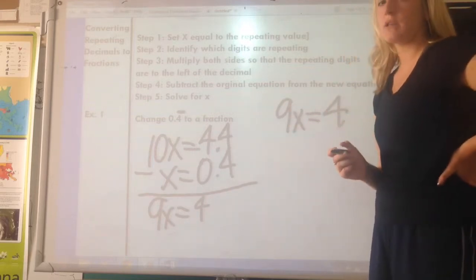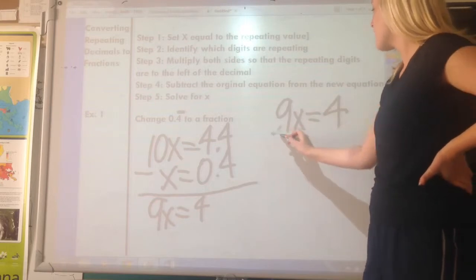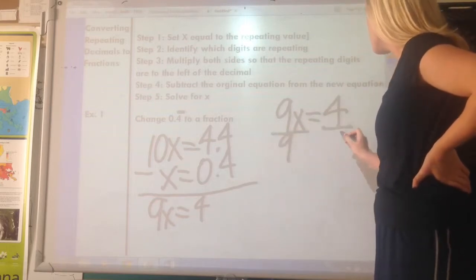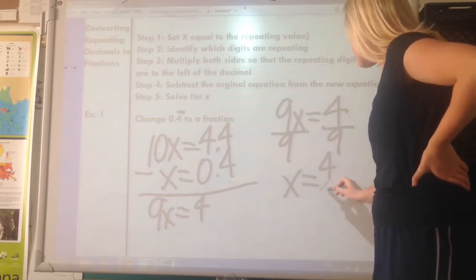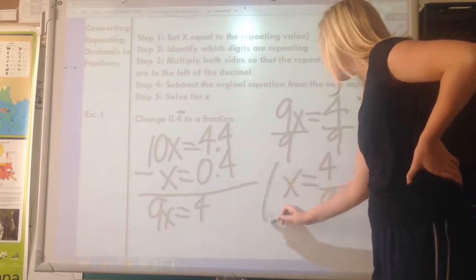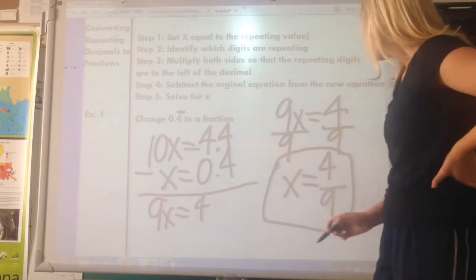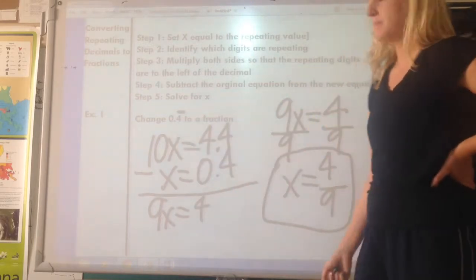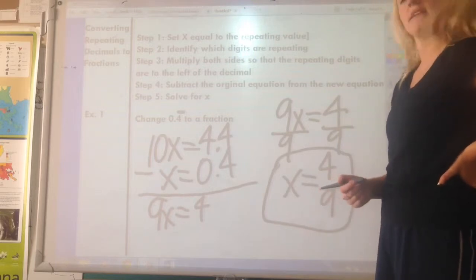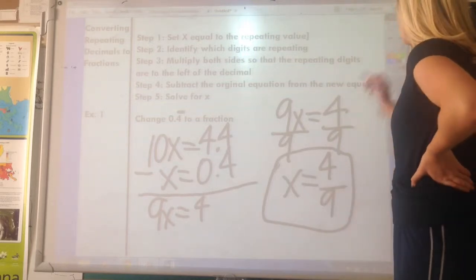It's really simple algebra at this point. All we have to do is solve for x. So I'm going to divide both sides by 9, and that leaves me with 4 ninths. And that is my fraction for the repeating decimal. And I know that this can't be simplified down any further, so that's my final answer.